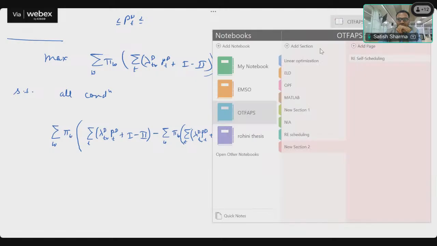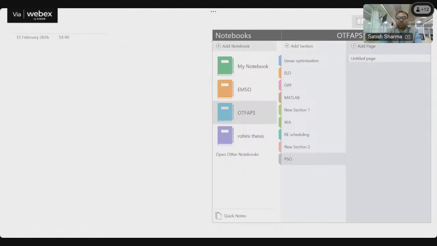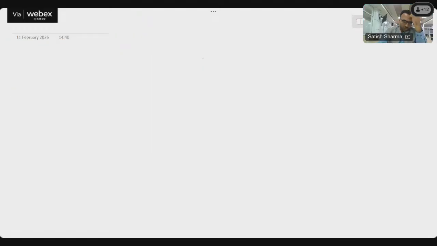Then let's add a new section. So let's talk about the particle swarm optimization, the PSO method.